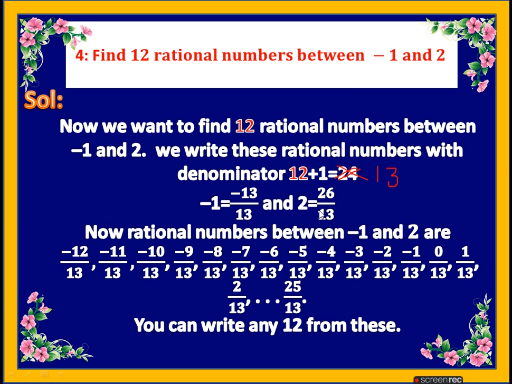So this is the easy way to write rational numbers. Just change the denominators of the numbers and write them in the rationalized form. Then you can write continuous numbers.